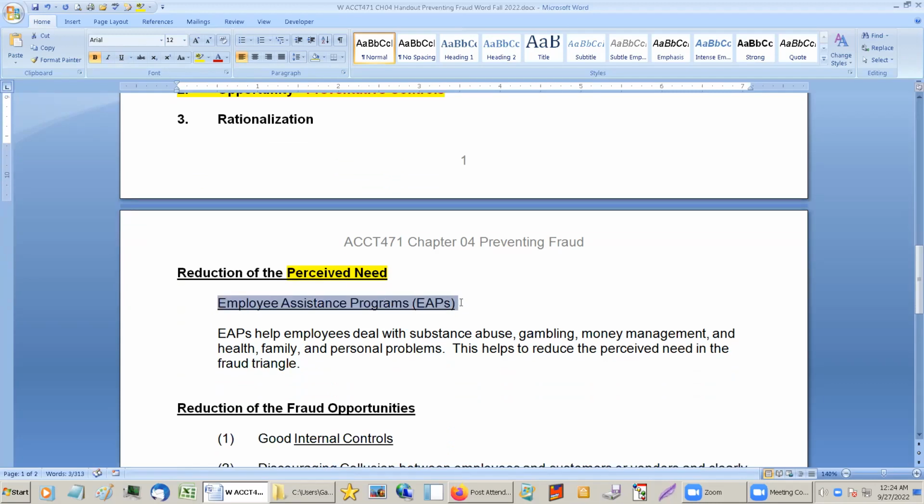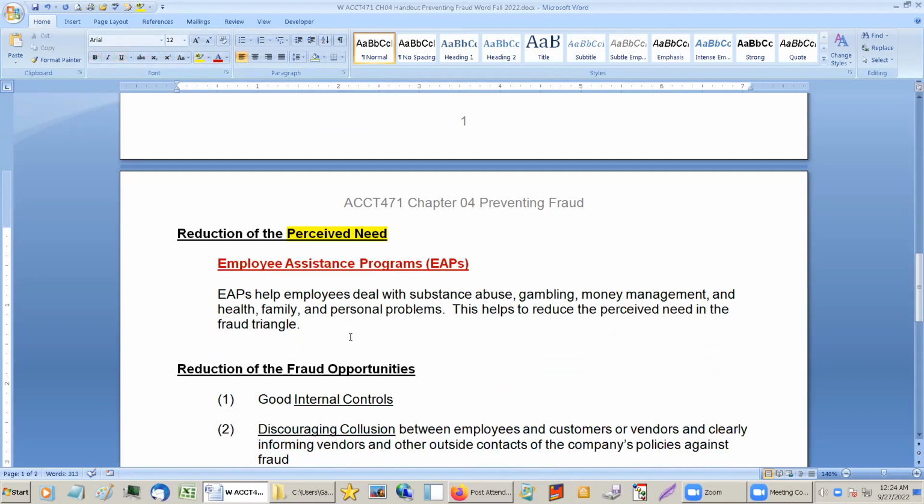And one of the things is an employee assistance program. These have become more and more popular. First of all, just for the well-being of your employees. It reduces all kinds of stuff, sick days and all that kind of stuff. But you can help them with things like substance abuse, gambling, money management. And all these things, you can have counselors and so forth, they can help them with these.